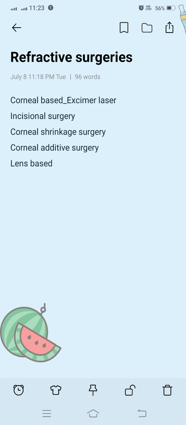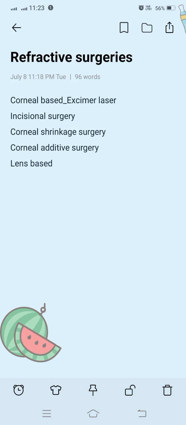Then incisional surgeries involve radial keratotomy, arcuate keratotomy, limbal relaxing incisions. These are the incisional surgeries. Radial keratotomy: peripheral deep corneal incisions cause central corneal flattening. Myopia up to -6 diopter sphere can be corrected.